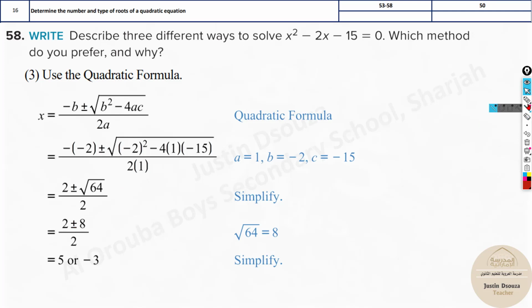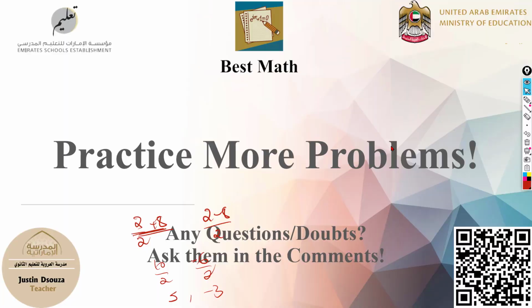Here also, remember there are two cases. What are the two cases? 2 by 2 plus 8 over here. In the numerator, it's plus 8. And 2 minus 8 by 2. It'll be 10 by 2 or minus 6 by 2, sorry. 5 or minus 3. These are the two answers. That's how we solve it.